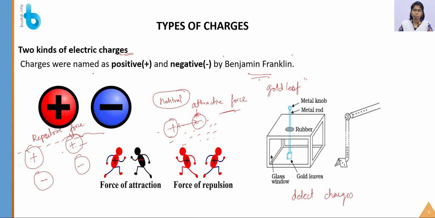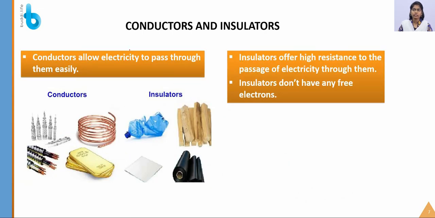Okay, so let's see the next topic, conductors and insulators. This can be asked as a very short answer. We are also going to see how conductors and insulators behave in electrostatics. Conductors are materials that allow electricity to pass. What is meant by electricity? It is moving charges, which are electrons. So conductors allow electricity to pass through them very easily. Good conductors of electricity are copper, silver and iron.